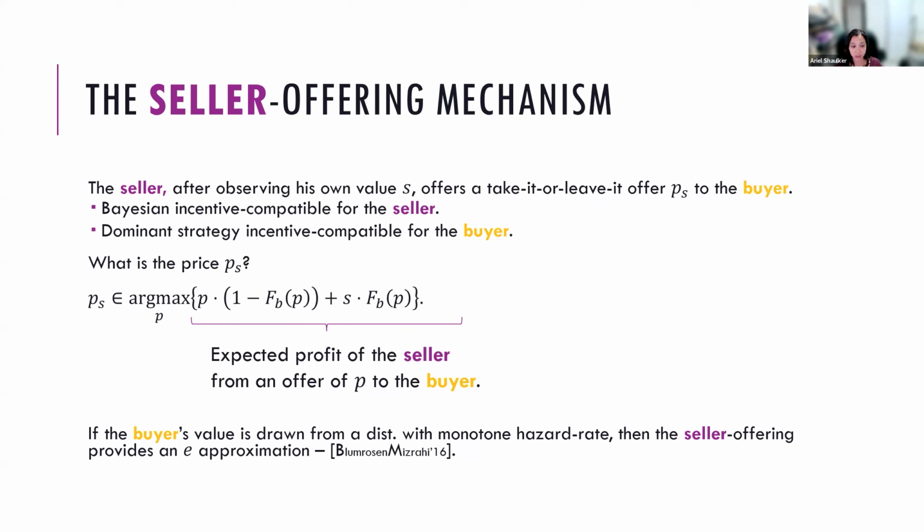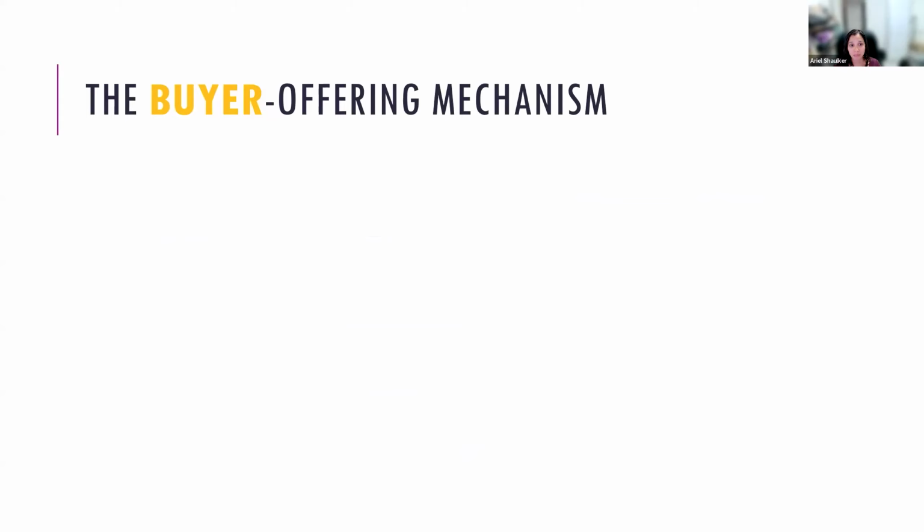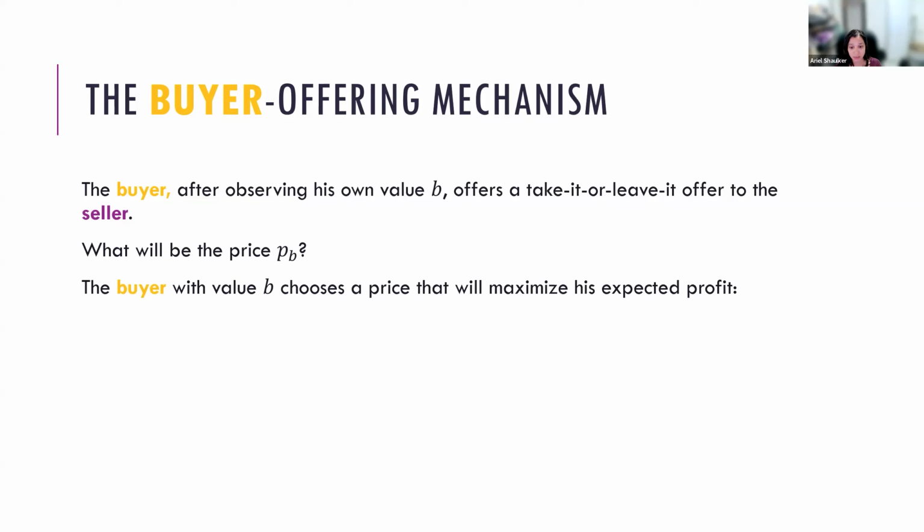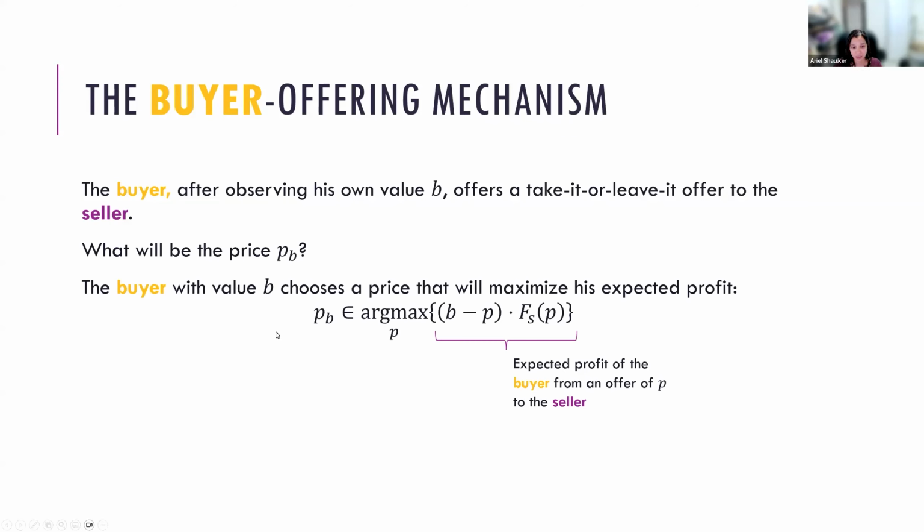Blumrosen and Mizrahi also showed that if the buyer's value is drawn from a distribution with monotone hazard rate, then the seller offering provides an e approximation to the gains from trade. Similarly, the buyer offering mechanism was defined. Now, in this mechanism, the buyer, after observing his own value B, makes a take it or leave it offer to the seller. And now the price, P of B, that the buyer will choose is going to be the price that maximizes the expected profit of the buyer. And the profit of the buyer is his value minus the payment times the probability of a trade.